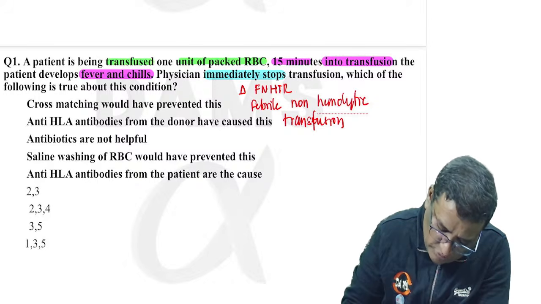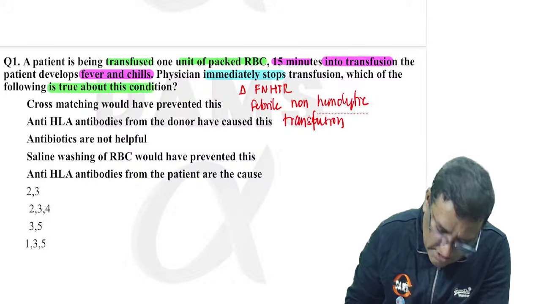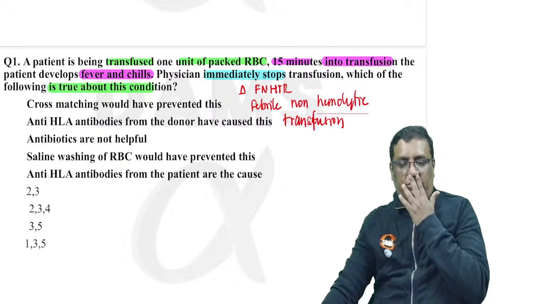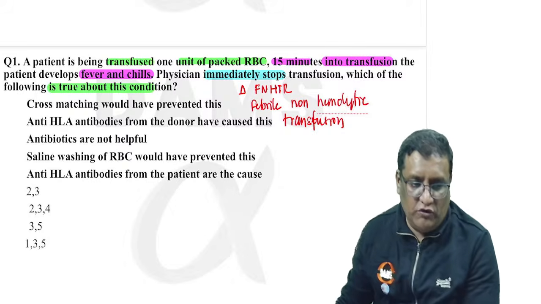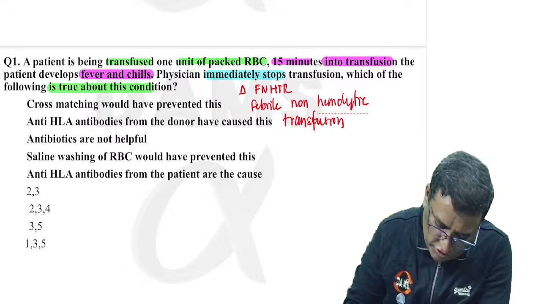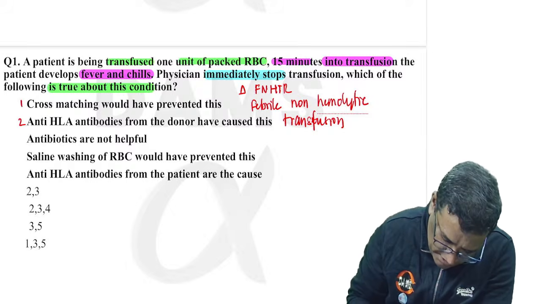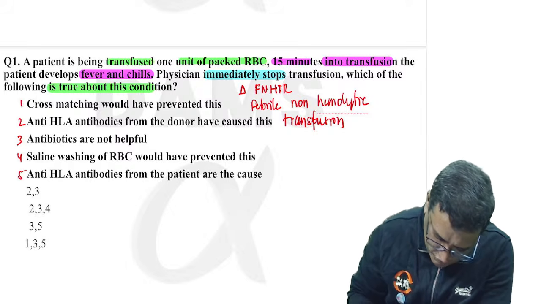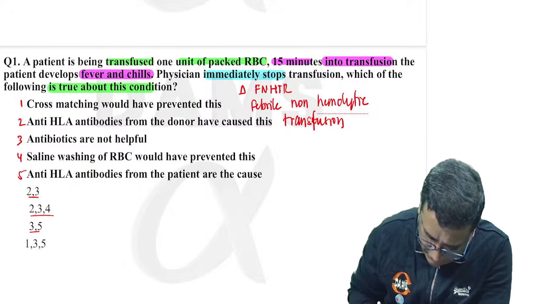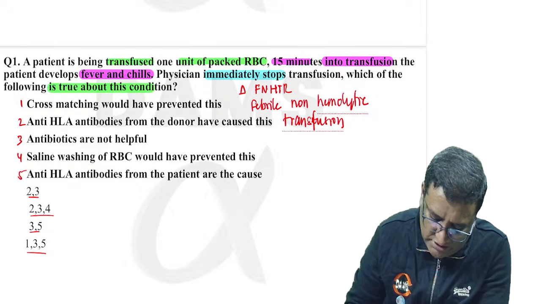They are not asking me what I should be doing; which is true has been asked, and it is a multiple true false type of question, guys. So what is this multiple true false type of question? There are 5 options given, 1, 2, 3, 4 and 5, and the examiner is asking what is correct. 2, 3 are correct, 2, 3, 4, 3, 5, 1, 3, 5. That is your multiple true false.